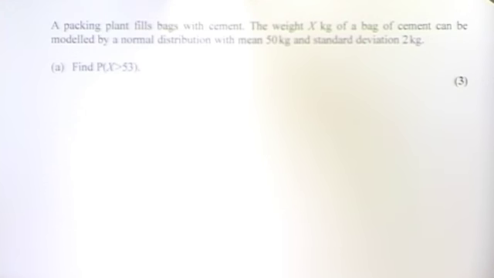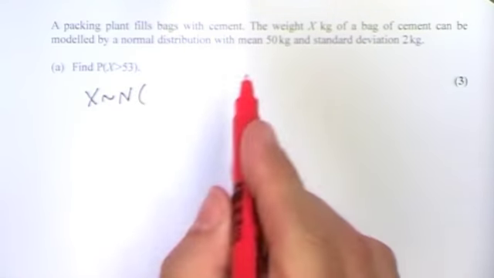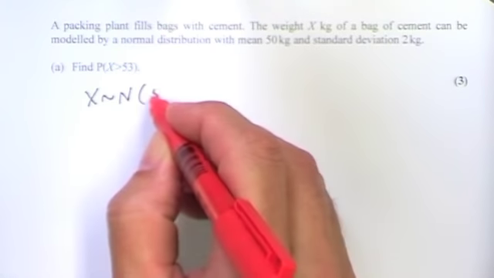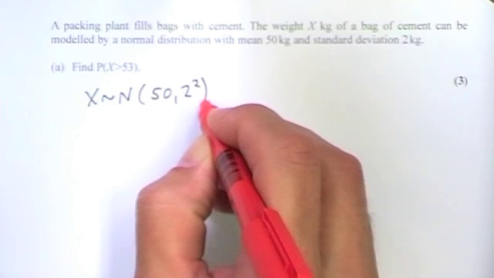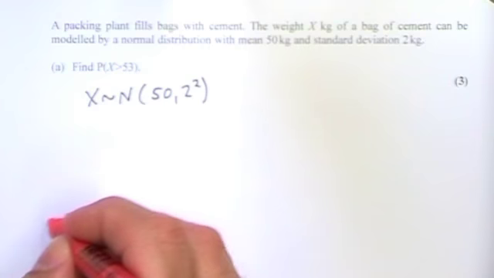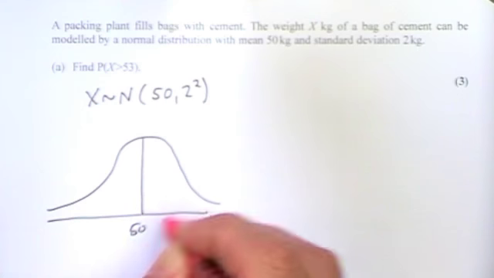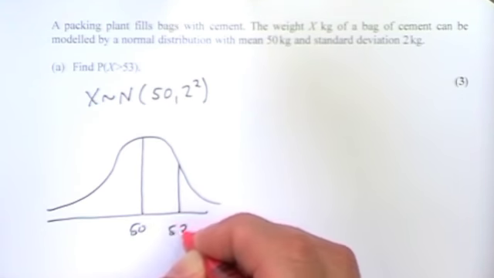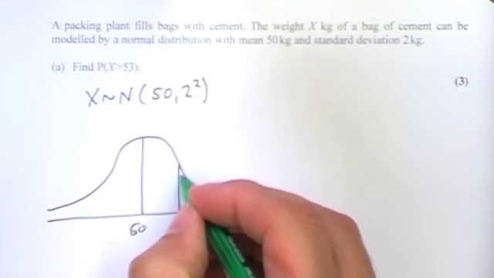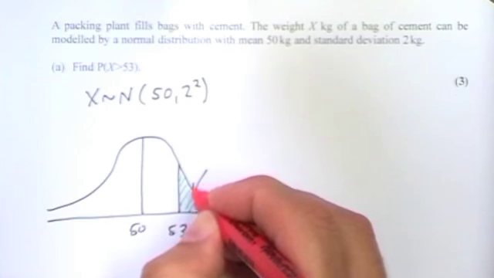Right, this question says a packing plant fills bags with cement. The weight X of the bag of cement can be modeled by a normal distribution. So X follows a normal distribution, and it says the mean is 50 and standard deviation is 2. And it wants us to find the probability of X being greater than 53. So if I draw my bell curve, that's 50. 53 is clearly on this side, and we want greater than 53, so that's the area we want. And that probability is going to be P.